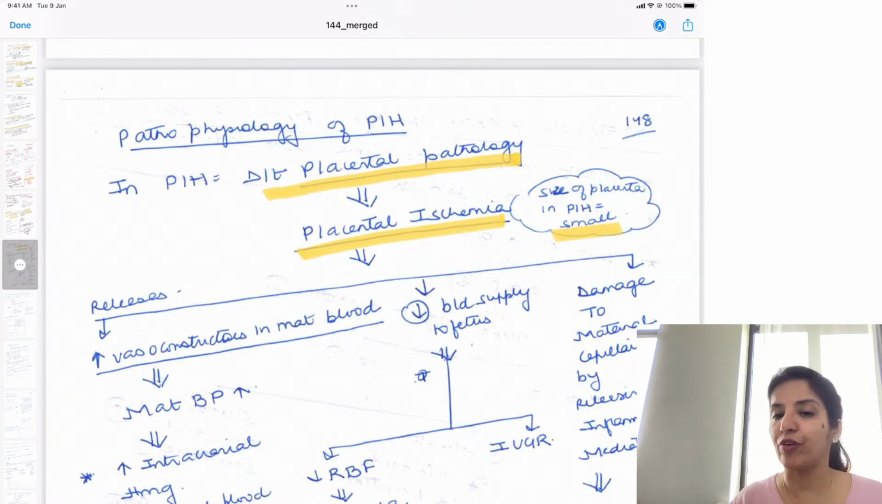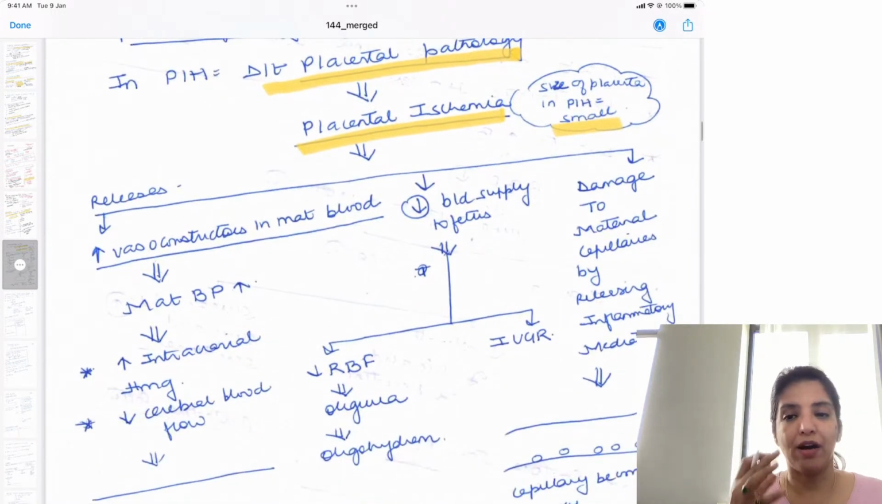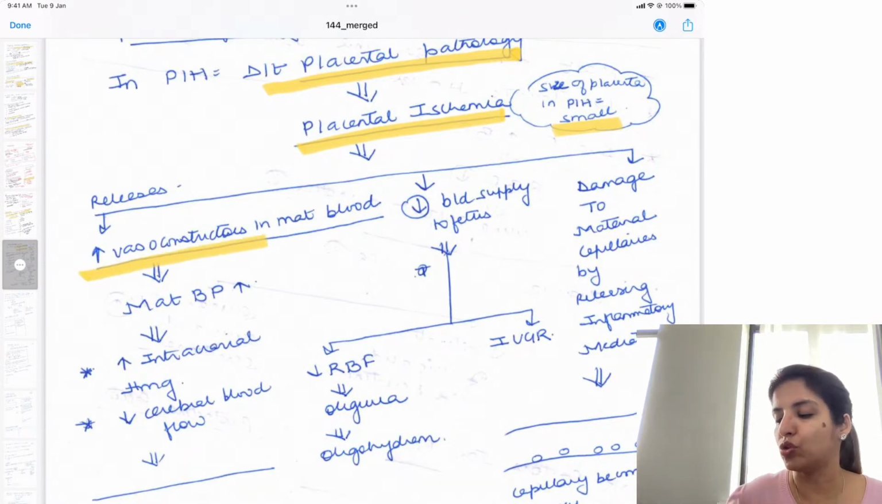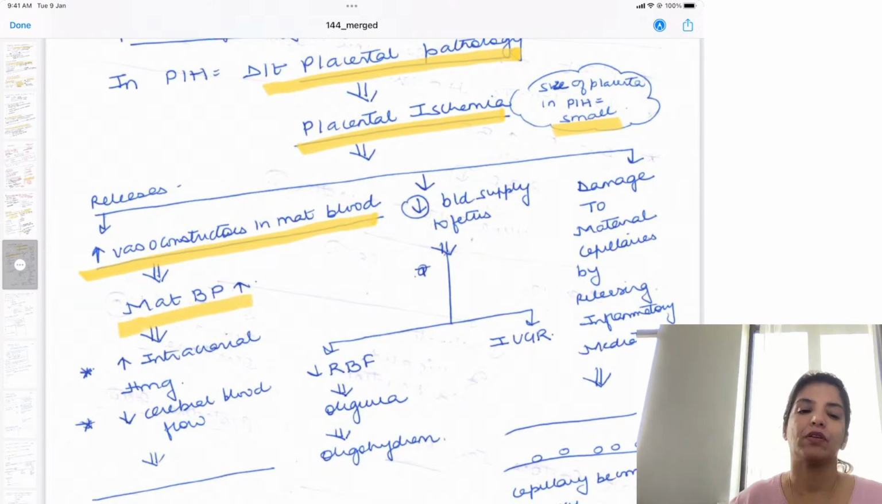Right? How it is going to affect the mother? So what placenta does is, when there is placental ischemia, vasoconstrictors are released. And when vasoconstrictors will be released, placenta is going to throw all those vasoconstrictors in mother's blood. So due to placental ischemia, there will be increased vasoconstrictors in mother's blood. And because there will be increased vasoconstrictors in mother's blood, it will lead to high BP.